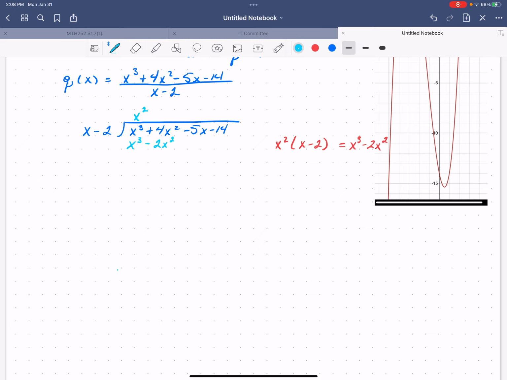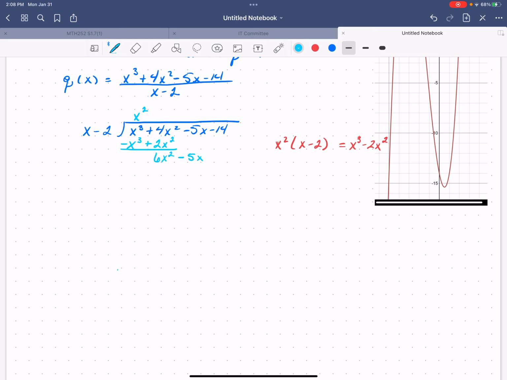Now, at this point, we remember when we are using numbers, we subtract. But subtraction is kind of hard with polynomials, so we can just change both of these signs so that we are adding. So x to the third plus negative x to the third is 0x to the third. That's good. That's what we want. And 4x squared plus 2x squared is 6x squared. And now we just bring down the next term.